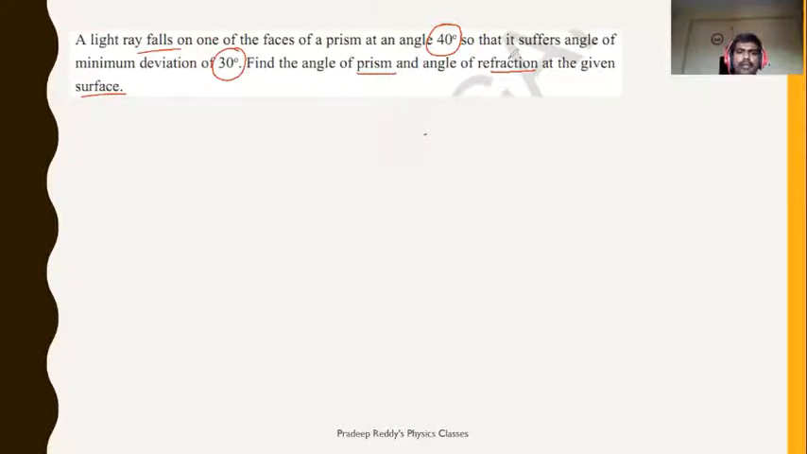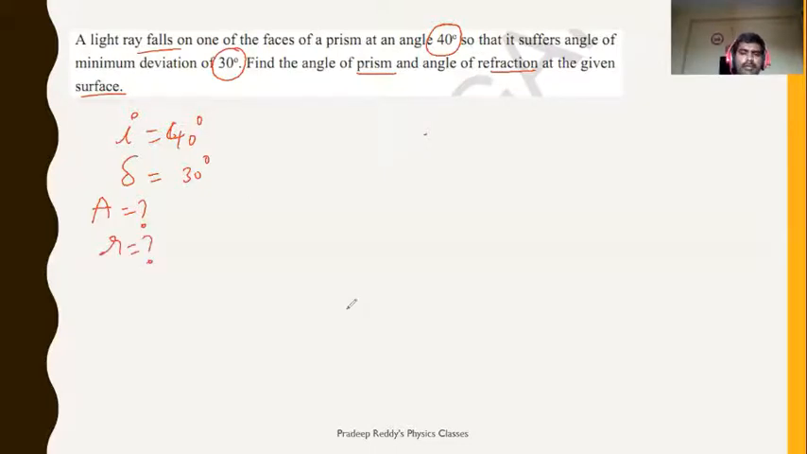Now what is given to you in this problem? The light ray is falling on the face of the prism, angle of incidence is equal to 40 degrees, so that it suffers angle of minimum deviation delta m equal to 30 degrees. Now you are supposed to find out the angle of prism, A is equal to how much, and also find the angle of refraction at the given surface.